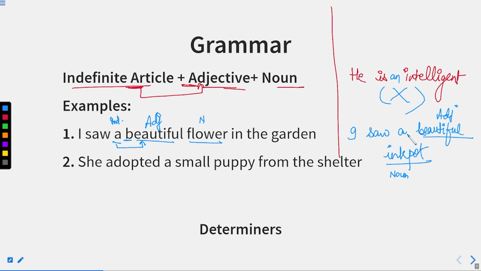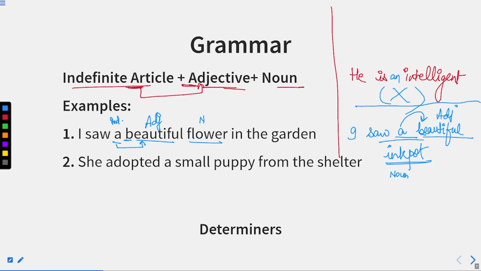Though article is important if the noun is there. If noun is not there, article will not be placed, of course. So here in the sentence, we can see that inkpot is a noun which is beginning with the I, which is a vowel sound, but beautiful is an adjective which is beginning with B, which is a consonant sound. So we'll use a before this beautiful according to this adjective, but it will be only placed if there is a word inkpot.